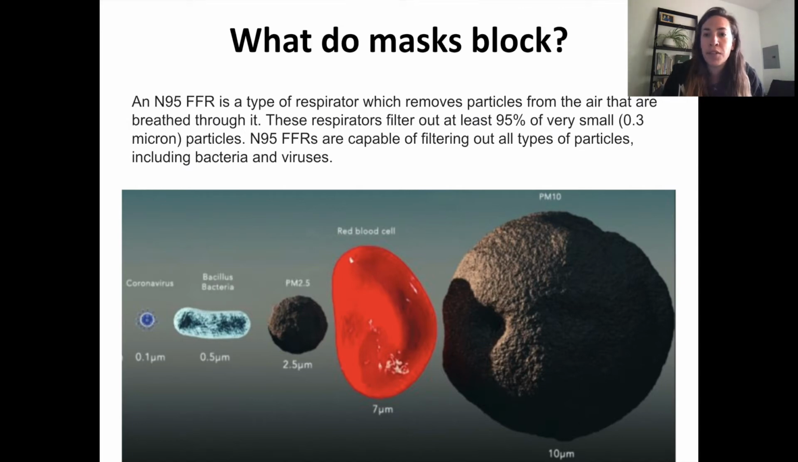N95s typically focus on blocking 0.3 micron particles or smaller, or larger. And so they are capable of filtering out basically all types of particles except perhaps the ultrafine. They don't do as well with those. Coronavirus is about 0.1 micrometers, so N95s do help with it, but they're not 100% effective, interestingly enough.